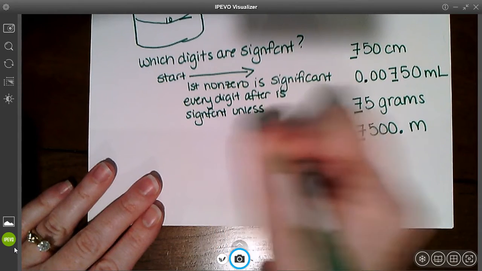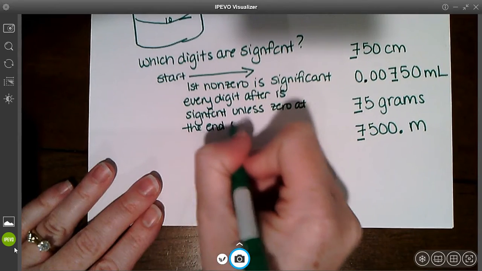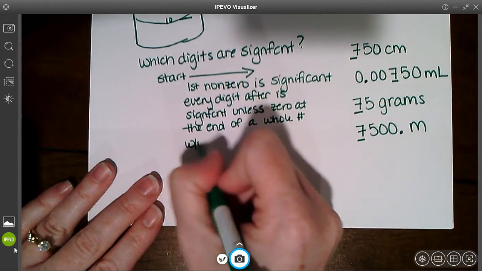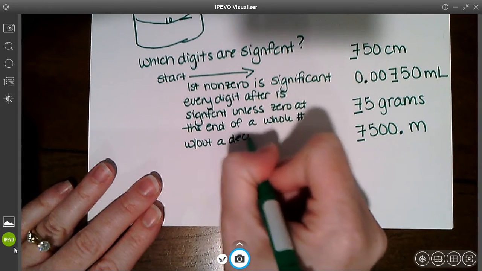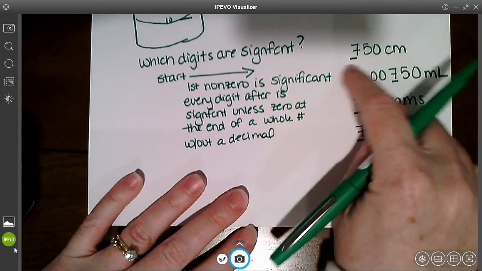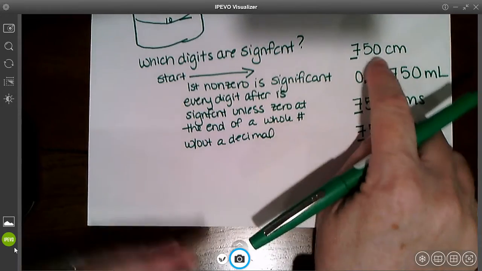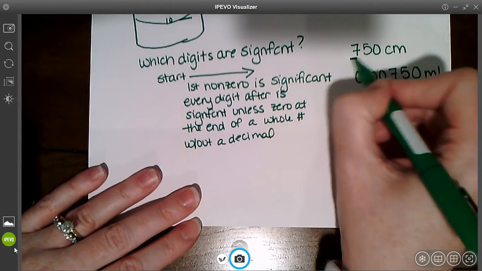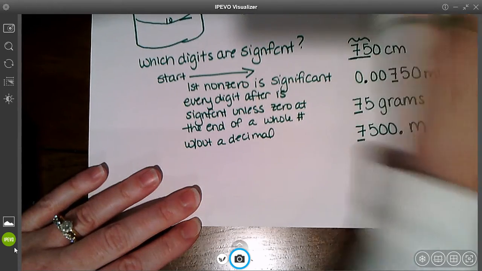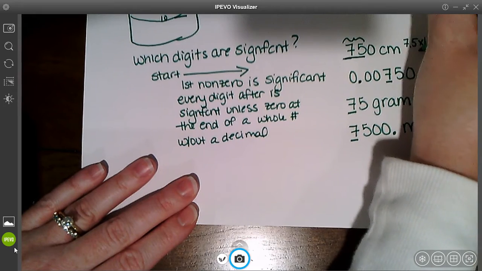unless there is a 0 at the end of a whole number without a decimal. So my first one has one of those zeros I'm talking about. This is a whole number, so it's one of our counting numbers, 1, 2, 3, 4. And then the 0 is at the end, so that's not significant. This only has 2 sig figs. If I were to put this into scientific notation, these are the only 2 that would go into it. So this would be 7.5 times 10 to the second centimeters.